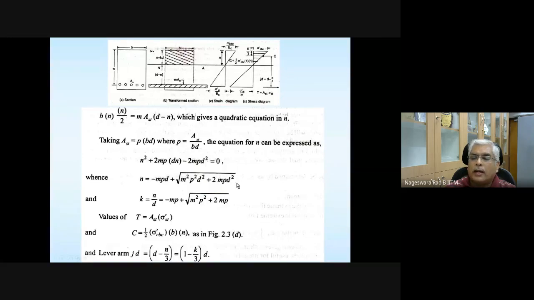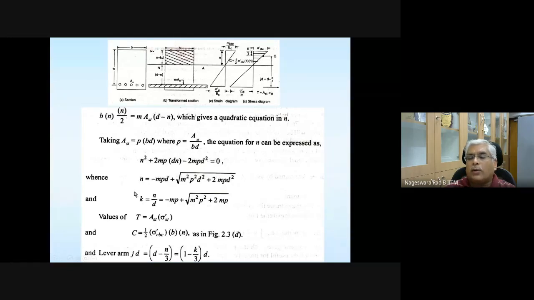Okay, so you can prepare a table with different grades of concrete and different percentages of steel. What is the neutral axis depth factor? Any questions here about this neutral axis depth factor?